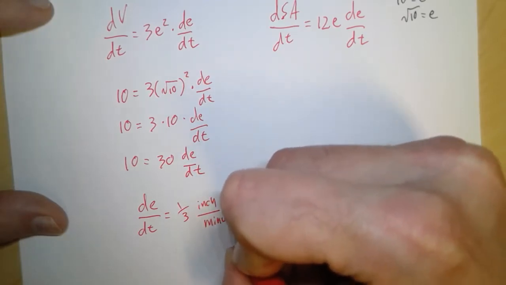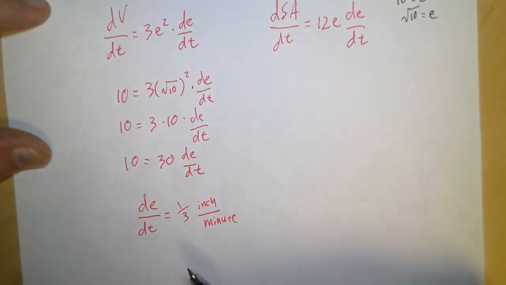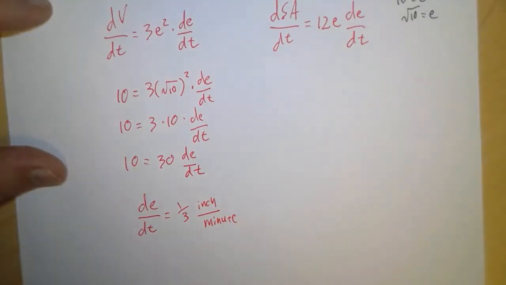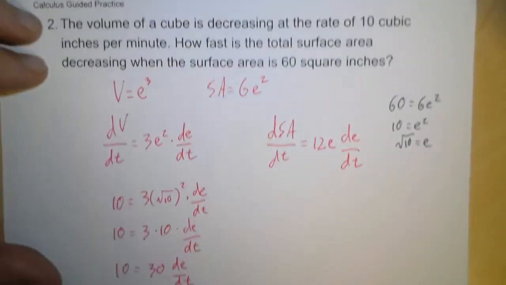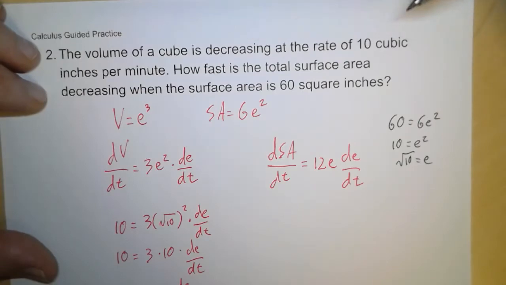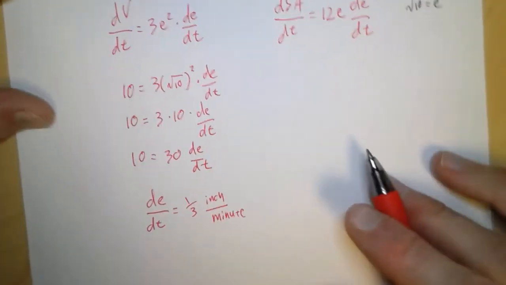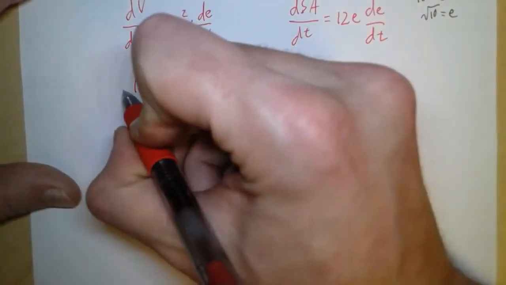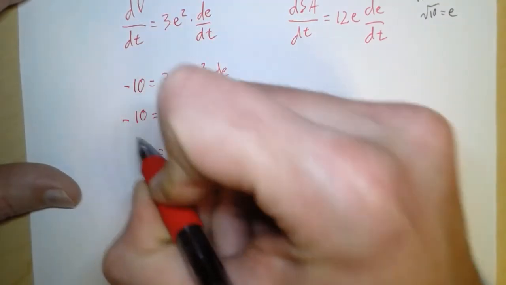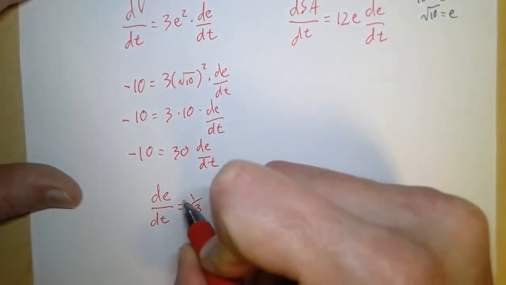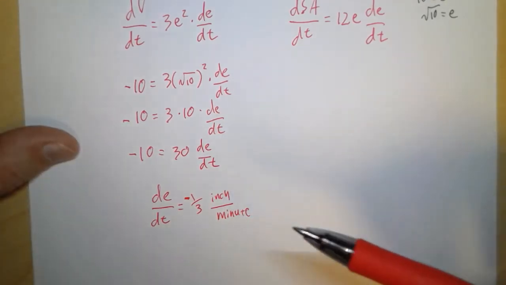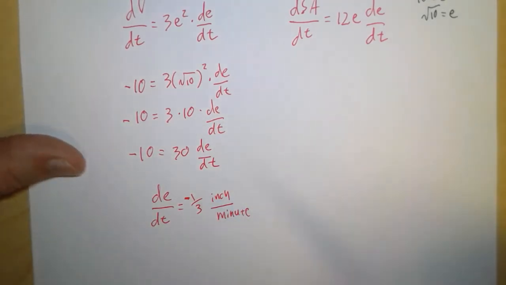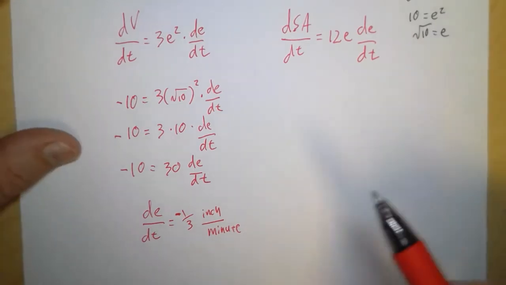However, we're not asking how fast the edge is changing. We're asking how fast the total surface area is changing. Actually, I forgot one little detail that's important. It says that the volume of a cube is decreasing. So when I put 10 in for dV dt, it should be a negative. That doesn't change much in our calculation, except that the cube is decreasing, so the edge is decreasing. The edge is decreasing at the rate of 1/3 of an inch per minute.